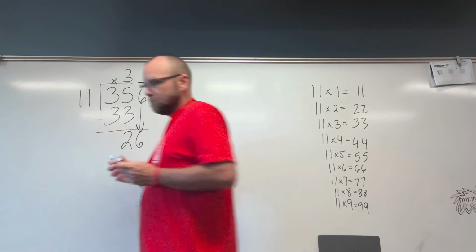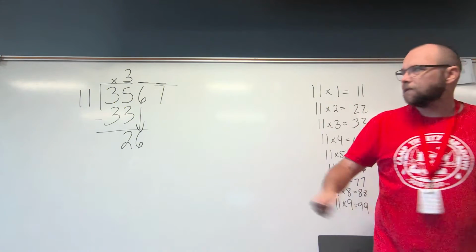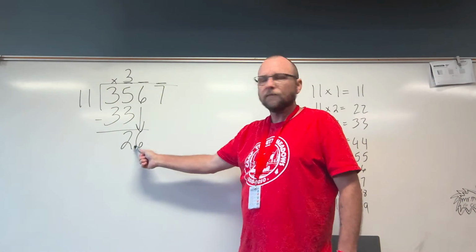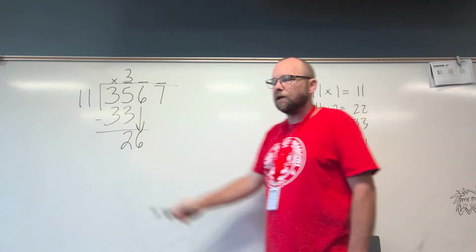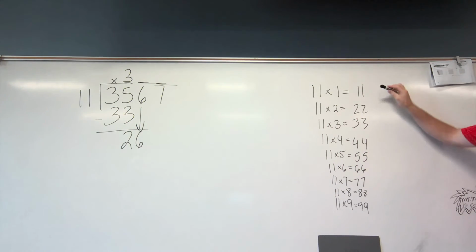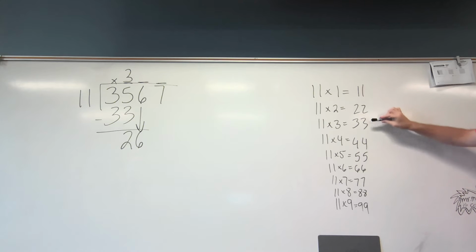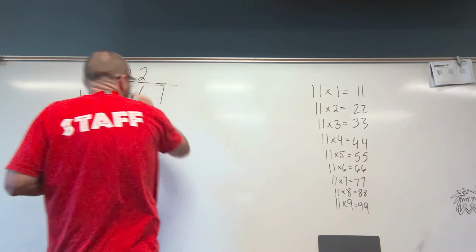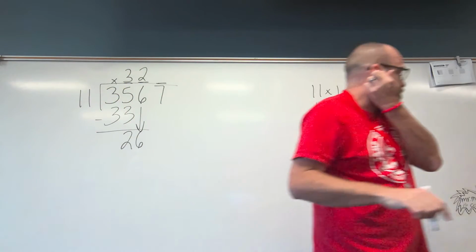Bring down the 6. Now I have to see how many times my divisor goes into 26. So I go back over here again. 11, 22, 33. 33 is too big. So I got 11 times 2, which equals 22. So the one number goes in at a time. That means the 2 goes above it.